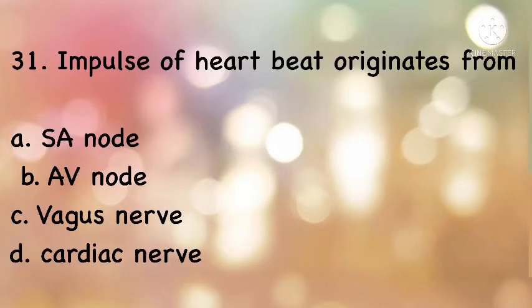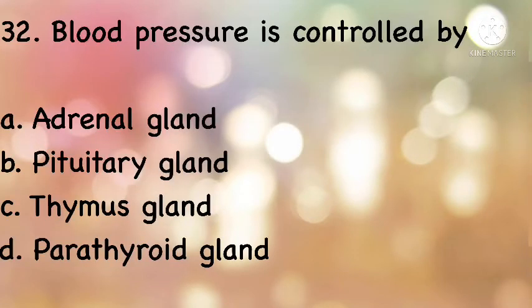Impulse of heartbeat originates from: SA node, AV node, vagus nerve, cardiac nerve. Correct answer is A, SA node. Blood pressure is controlled by: adrenal gland, pituitary gland, thymus gland, parathyroid gland. Correct answer is A, adrenal gland.